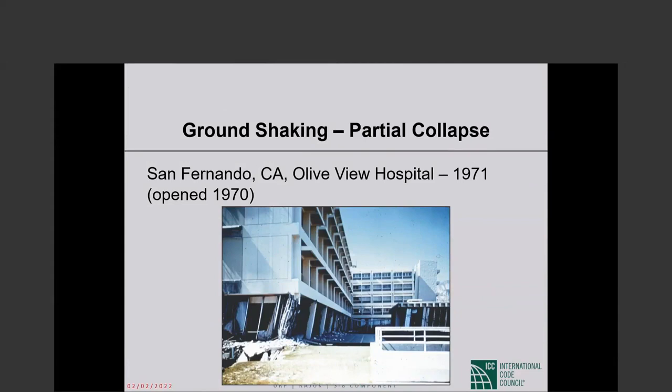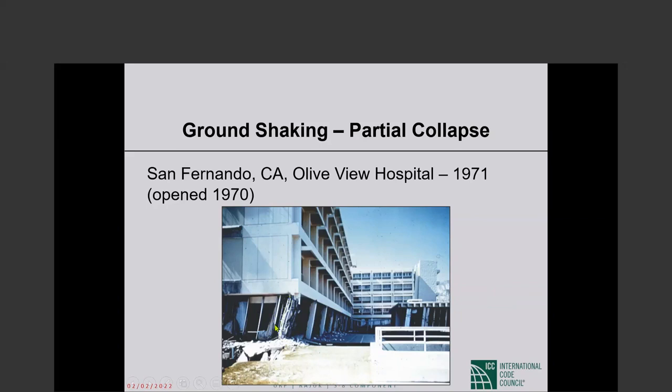This was a hospital not very far from the epicenter, Olive View Memorial Hospital. At the time the earthquake hit, the hospital was relatively new, and it underwent what is being described here as partial collapse. And you can see this is not a redeemable situation when something like that happens to your column.